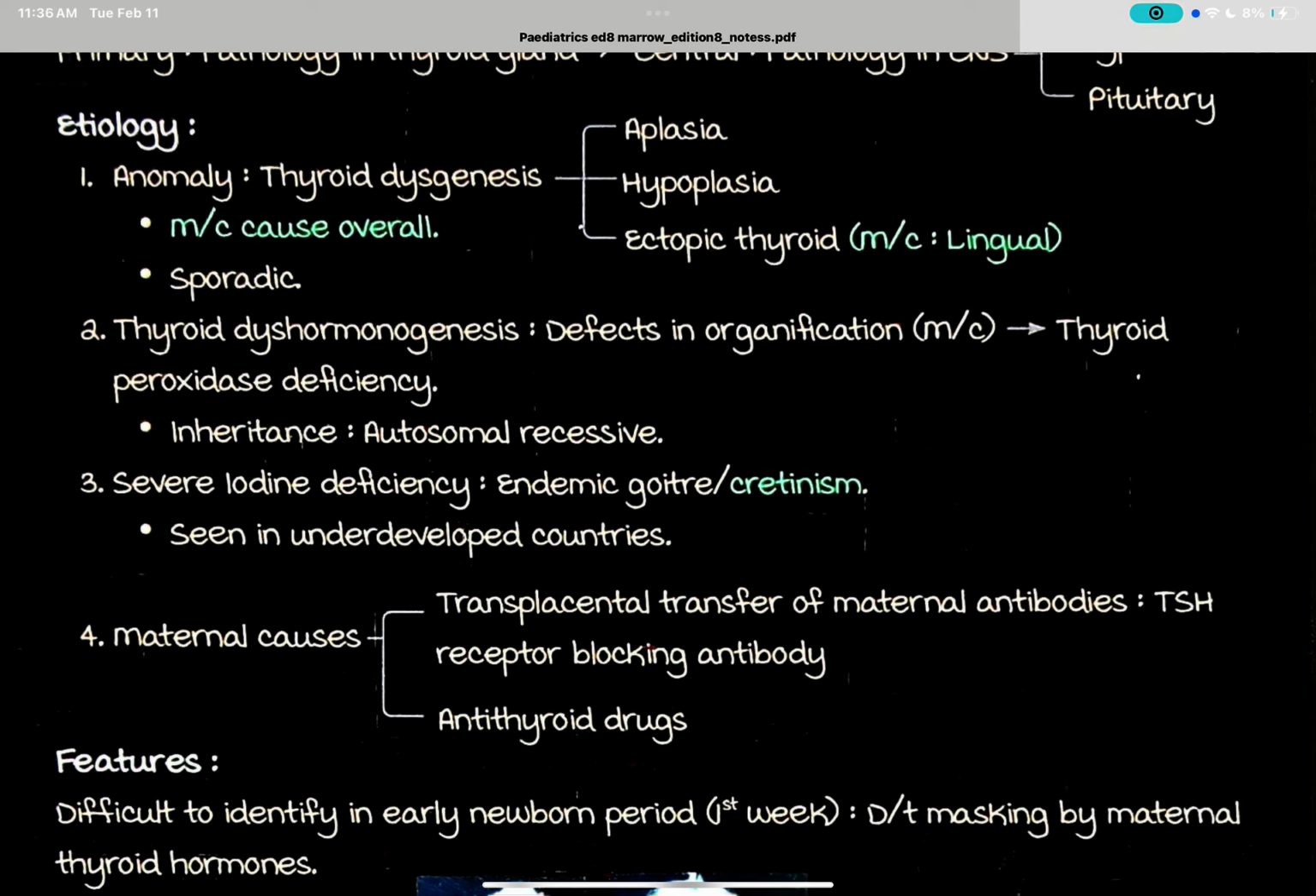Thyroid dyshormonogenesis, defect in organification, is the next most common. Thyroid peroxidase deficiency: because of deficiency of that enzyme, thyroid peroxidase, there is no organification of the thyroid hormone. That is called thyroid dyshormonogenesis.